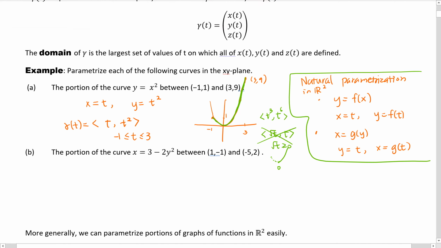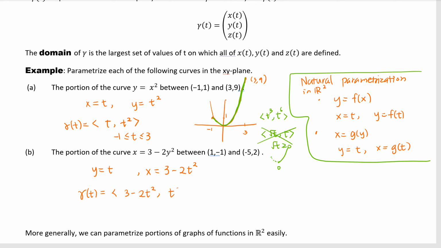Part B, the portion of the curve x equals 3 minus 2y squared between 1, minus 1 and negative 5, 2. Let's see here. We can let y be t because y is the independent variable. And then we have x is 3 minus 2t squared. So gamma of t equals x is 3 minus 2t squared, y is t. And then let's draw the picture.